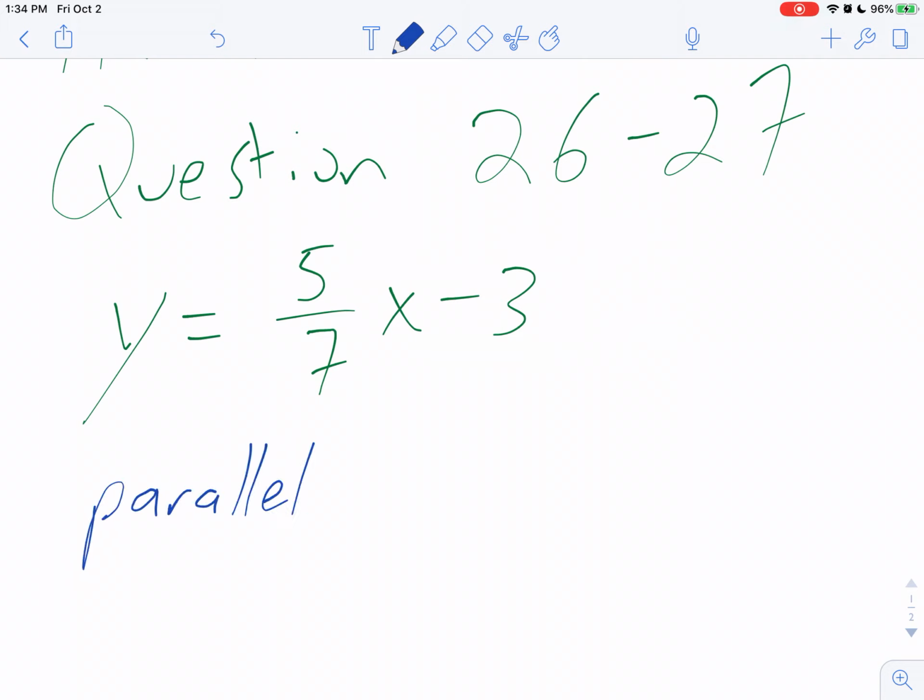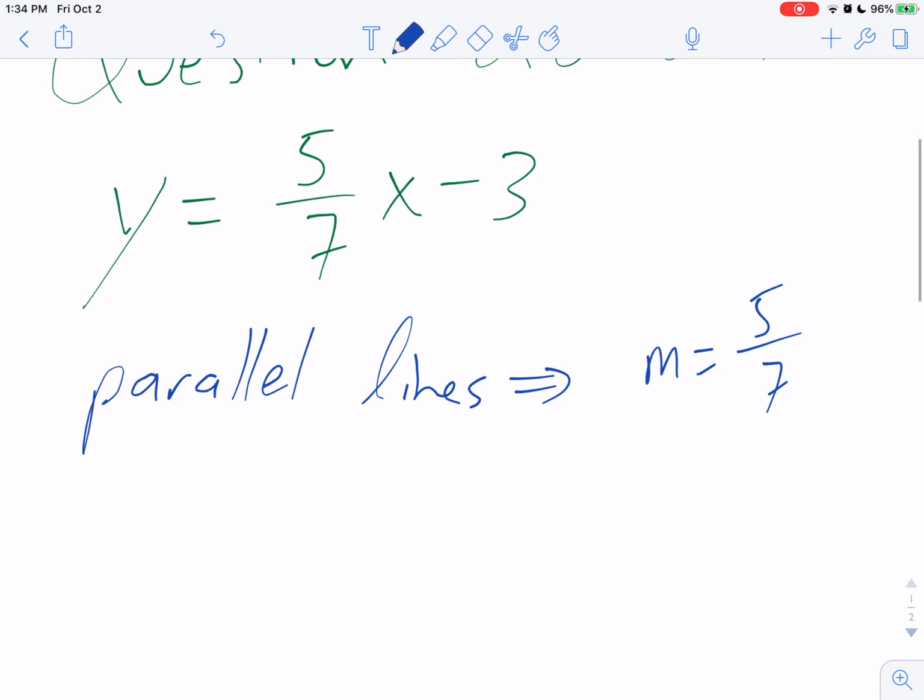parallel lines have the same slope. So for parallel lines, this one has a slope of 5/7, so the slope of a parallel line also needs to be 5/7. It's sort of a multiple choice question. You just need to look at the slopes. If the slopes are the same, then they're parallel.